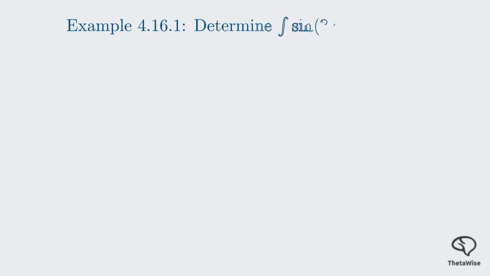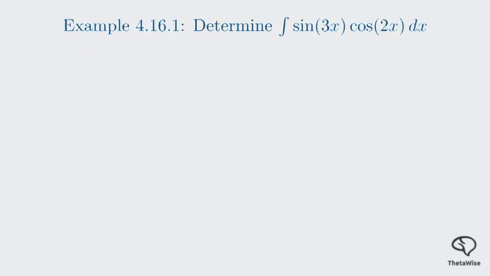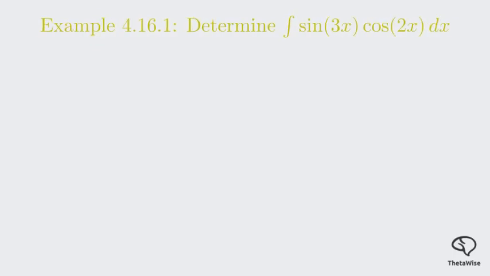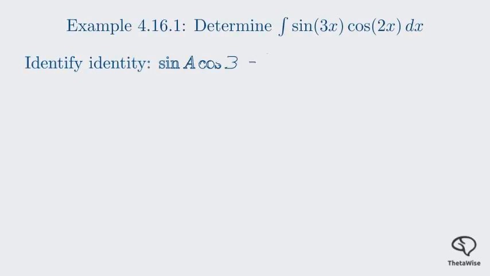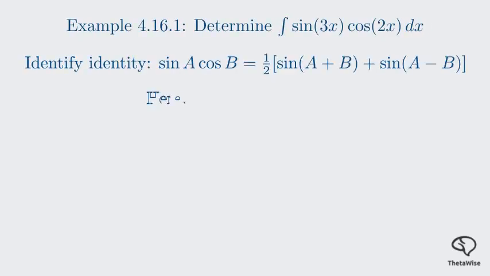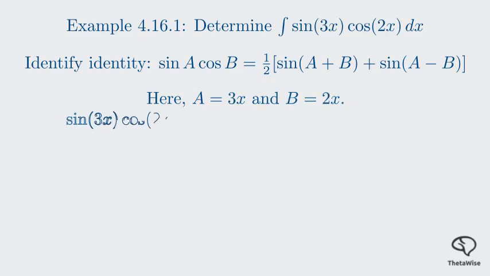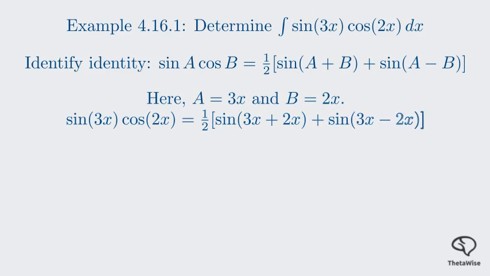By using these, we change a product into something we can integrate easily term by term. Let's apply these identities to solve our first example. The problem is to determine the integral of sine 3x cosine 2x. Here A is 3x and B is 2x. We use the identity for sine A cosine B. Substituting our values, we get that sine 3x cosine 2x is 1/2 times the quantity sine of 3x plus 2x plus sine of 3x minus 2x. This simplifies to 1/2 times sine 5x plus sine x.